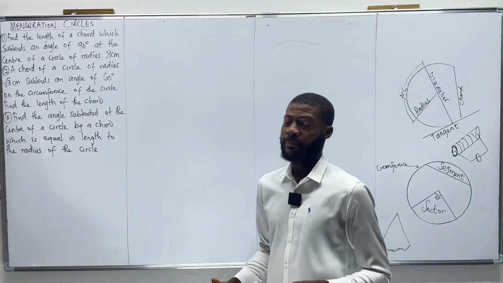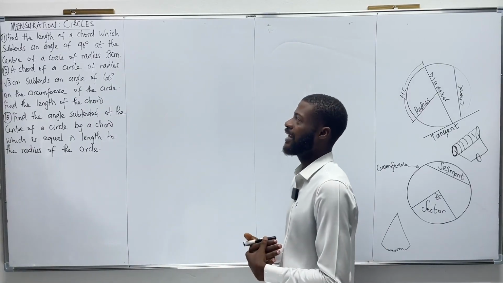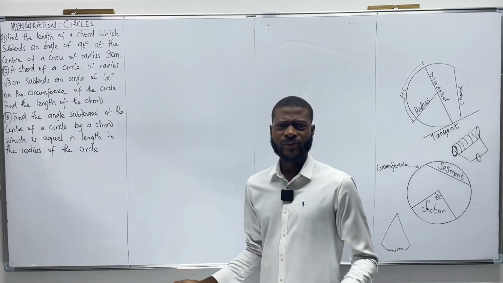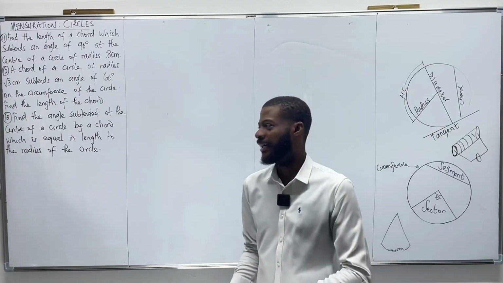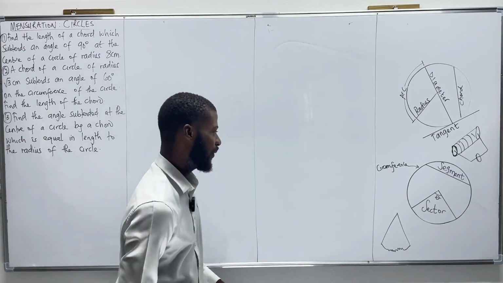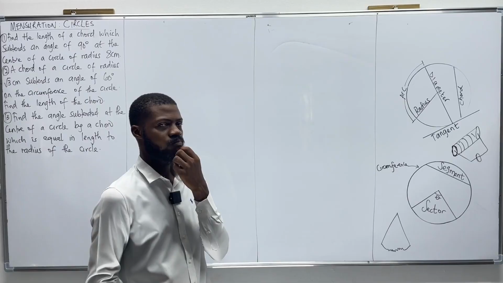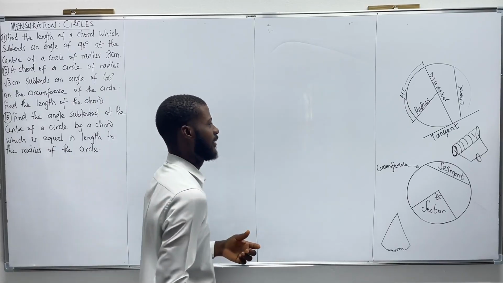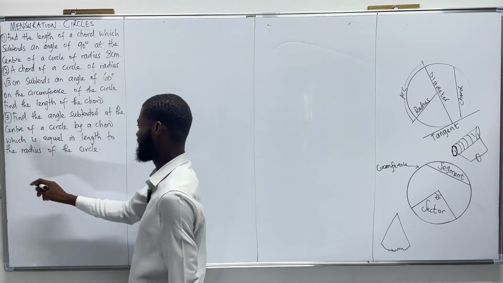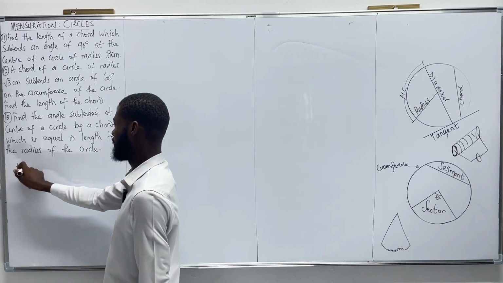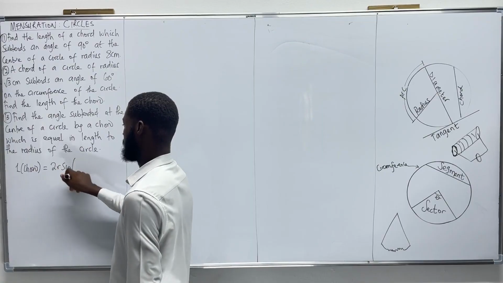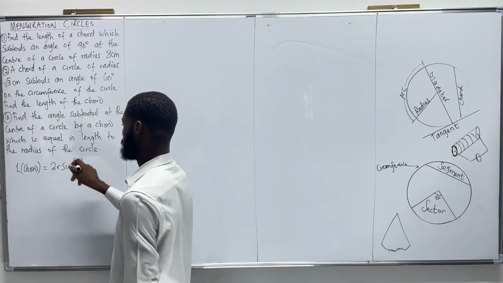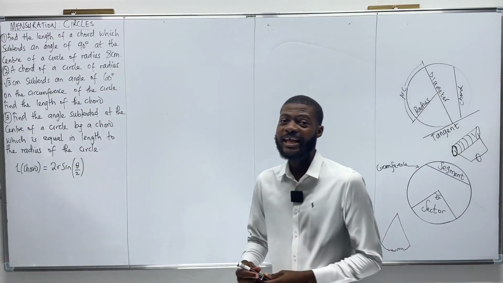Okay, so for this other part, we'll be discussing the length of a chord. Now, I could just write the formula or derive it. Nah, I'm not deriving anything. So let's just know that the length of a chord is 2r sine theta over 2. That's the formula for the length of a chord.